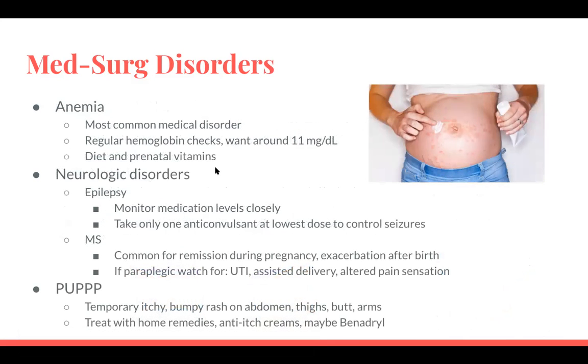Okay, so we have anemia. So that's the most common medical disorder. You're going to want to do regular hemoglobin checks. You want around 11 milligrams, and then diet and prenatal vitamins.